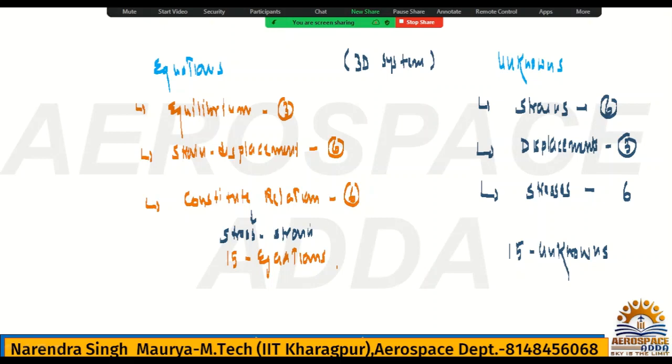For any 3D structural body, they asked in the exam: total number of unknowns is 15. To solve these 15 unknowns, we have 15 equations, and with their help we can get the result. Boundary conditions will be given to us in 2 ways. Maybe stress is prescribed, or maybe displacement is prescribed. If displacement is prescribed, it is called a geometric boundary condition, and if stress is prescribed, it is called a normal boundary condition. Hope this is clear to all.